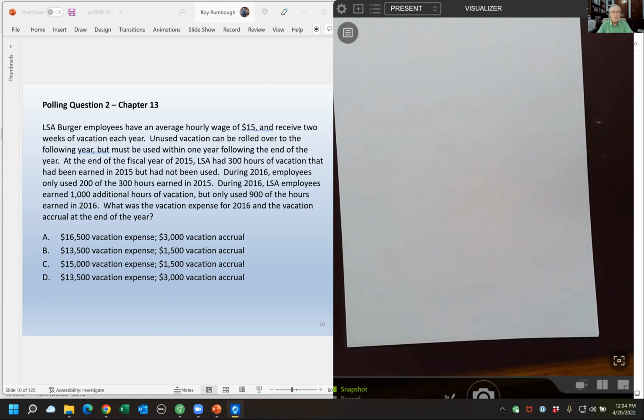Okay, welcome back. I think you probably saw this was a pretty hard one. So let's just go through some of the important data here. We see the hourly wage is $15, and the employees receive 2 weeks of vacation each year. Unused vacation, this is really important here, can be rolled over to the following year. So at the end of the year, we're going to have a vacation payable. But guess what? It still has this other little quirk in it. It must be used within 1 year following the end of the year. So if you don't take it by the end of the next year, you lose it. So we've got to consider that as we go through the data. So let's just look at this. And I'm going to use T accounts.